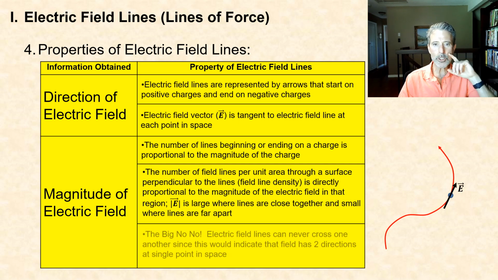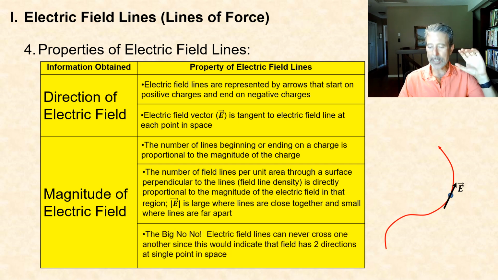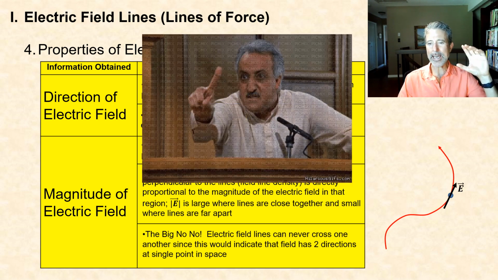And lastly, we'll say that electric field lines can never cross one another, since this would indicate that the electric field would have two directions at a single point in space. And this would clearly contradict the notion that the electric field is a continuous field. It cannot have two different directions at a single point in space.